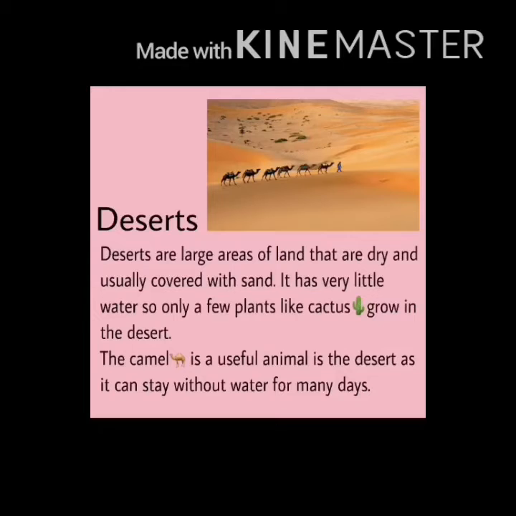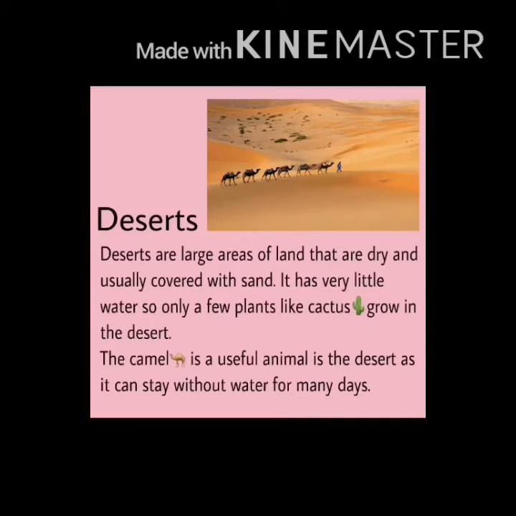Now, deserts. Deserts are large areas of land that are dry and usually covered with sand. It has very little water, so only a few plants like cactus grow in the desert. The camel is a useful animal in the desert as it can stay without water for many days. Understood? So these were the landforms on the surface of the earth.